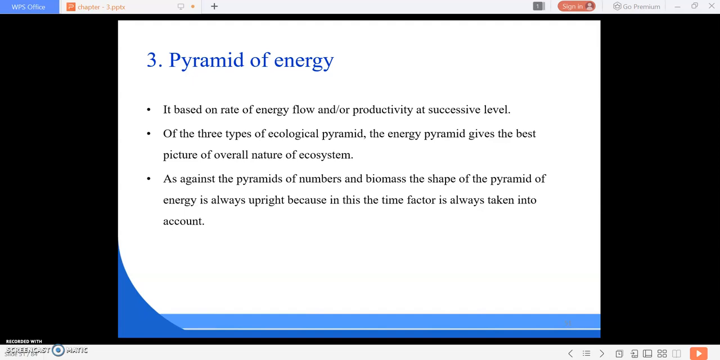Organisms of the terrestrial and aquatic ecosystems, we are going to study about that. The quantity of the energy trapped by green plants in an area over a period is highest compared to that of organisms of other trophic levels, and therefore they form the base of the pyramid.